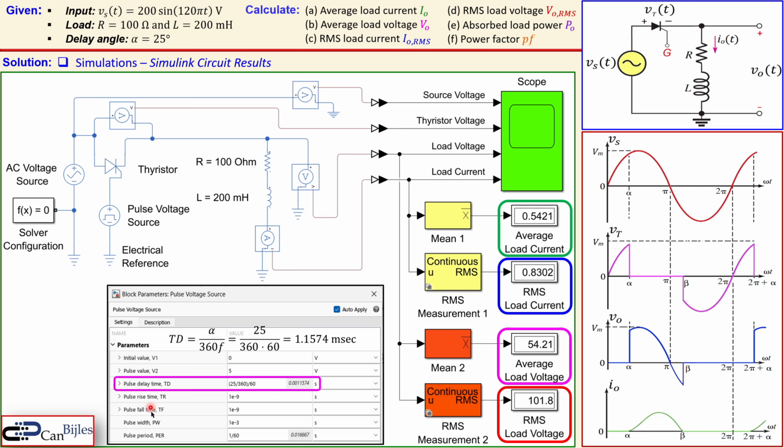I also use the rise time and the fall time close to ideal, so I just picked very small values like 1 nanosecond. And the pulse width I have chosen as 1 millisecond because I want to only give it a short pulse and then it needs to disappear again. So it will give the gate signal after 1.1574 milliseconds and it will last only for 1 millisecond and then come back, and that's actually the whole operation here. So we have achieved our goal by verifying that in Simulink. You see that also these 4 values are correct, from A to D.